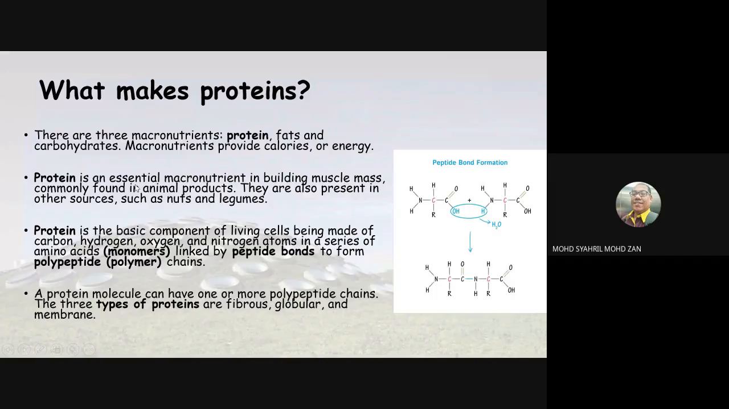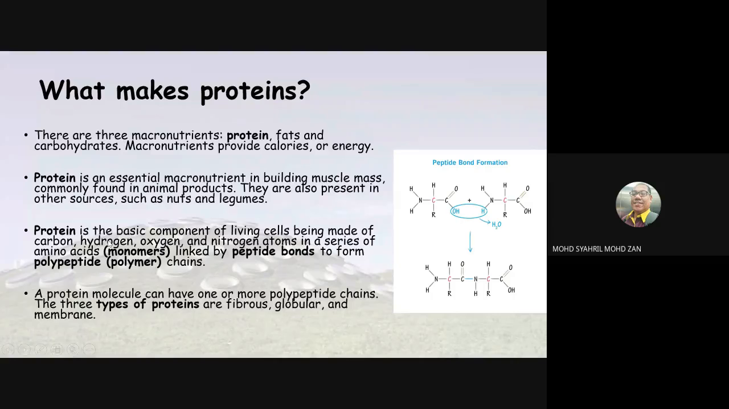Okay. So commonly found in animal products. They are also present in other sources such as nuts and legumes. Okay, nuts and also legumes. Alright. Protein is a basic component of living cells, being made of carbon, hydrogen, oxygen, and nitrogen. So this is the structure inside the proteins, okay, atoms.